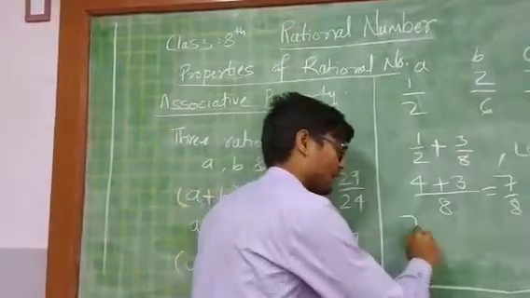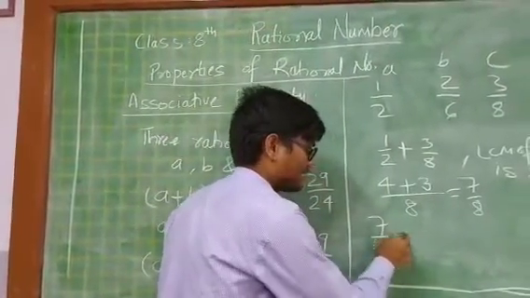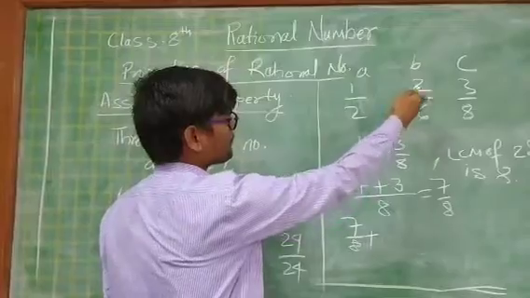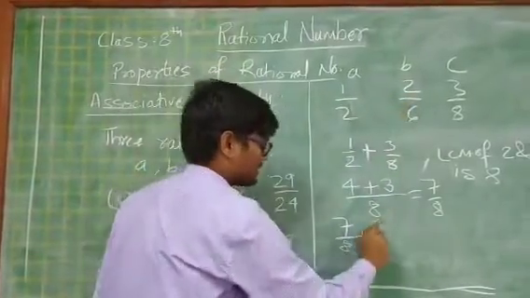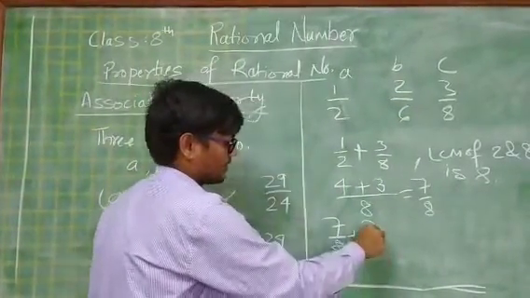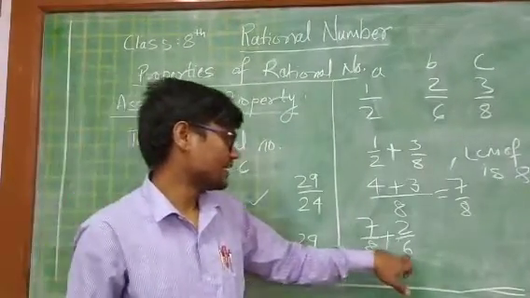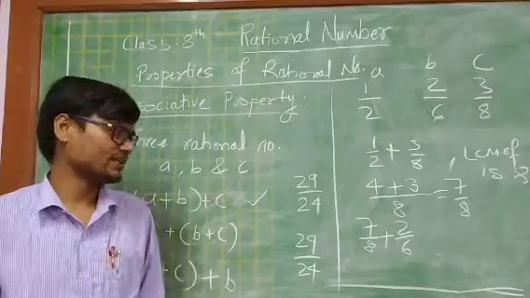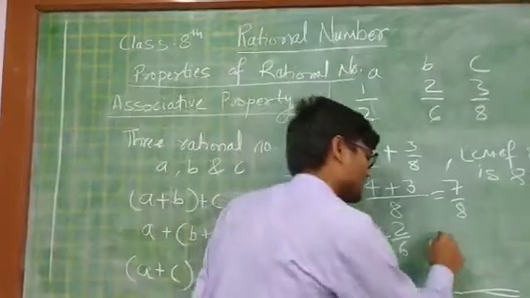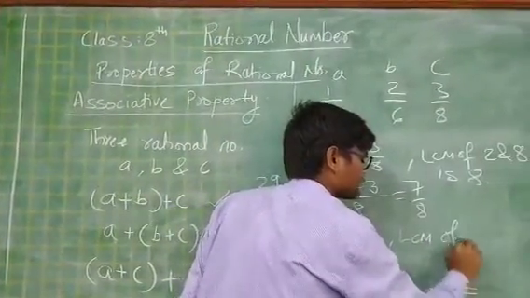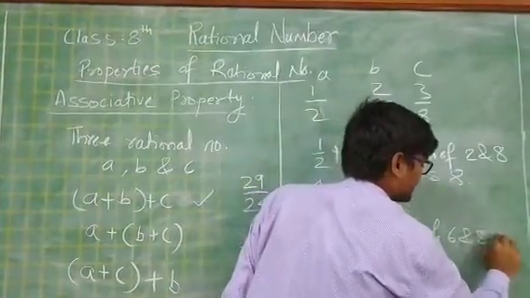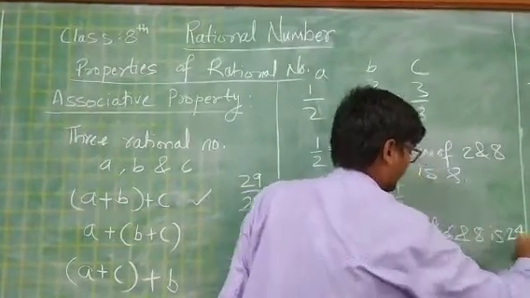Now to the sum of a and c, which is 7 by 8, I am going to add b, 2 by 6. In the last expression, we saw that the LCM of 6 and 8 is 24.